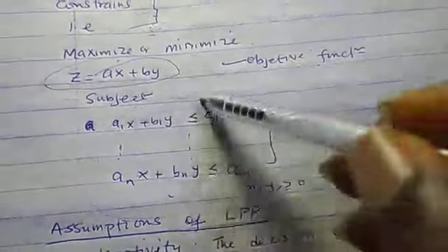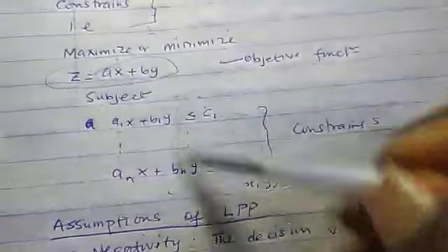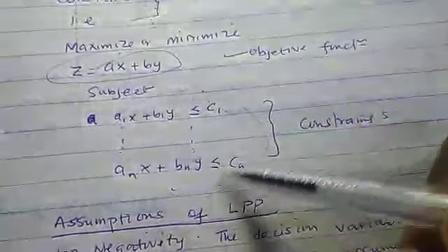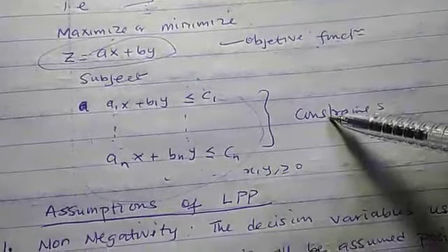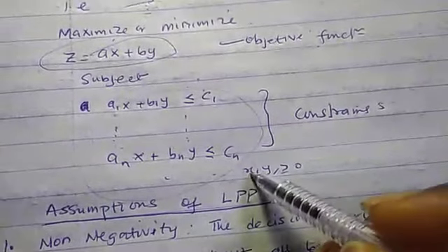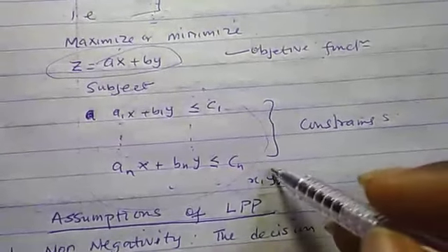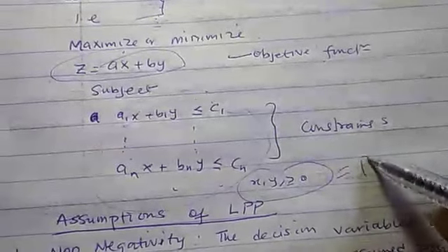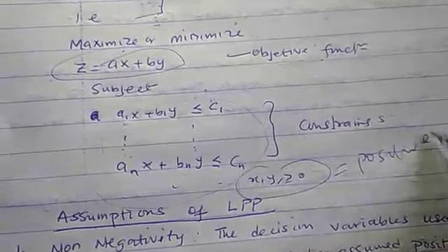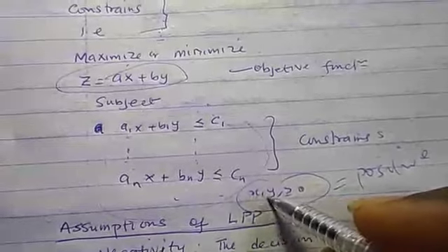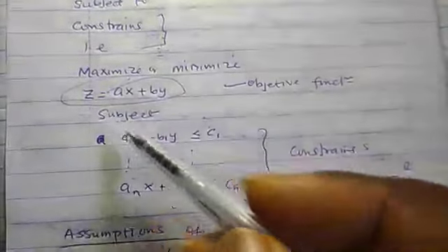Subject to all these inequalities. We have many here, that's why we put dot dot dot. The inequalities are called constraints, such that x and y are greater than 0. That greater than 0 here simply means they are positive. x and y here are the decision variables for the linear programming problem.